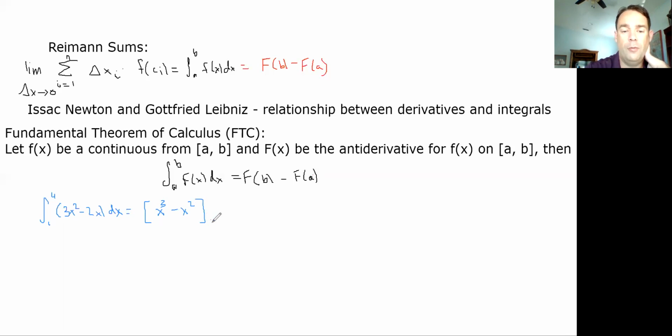And then that's going to be from 1 to 4. And we're going to plug it in. So we have 4 cubed minus 4 squared. So that's f of b right there. That was my evaluating it for my upper bound. And I'm going to subtract my lower bound. 1 cubed minus 1 squared.